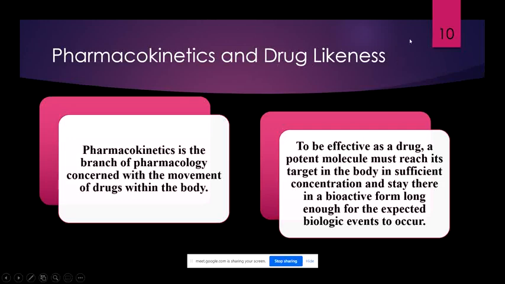What is drug likeness? Drug likeness actually says that, suppose for you are all, I simply forgot, what are you doing currently?